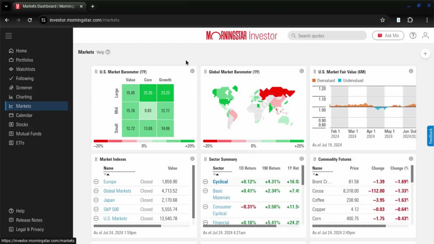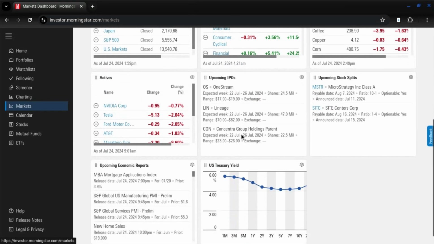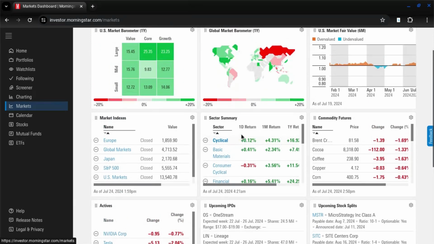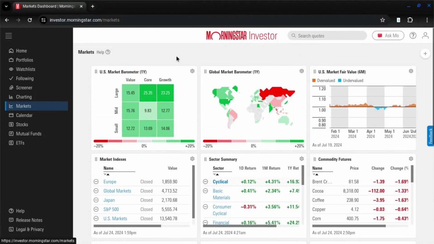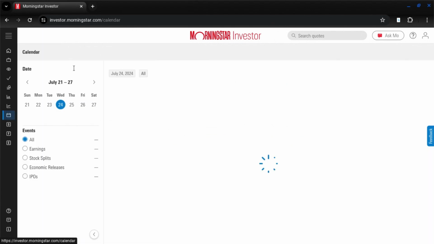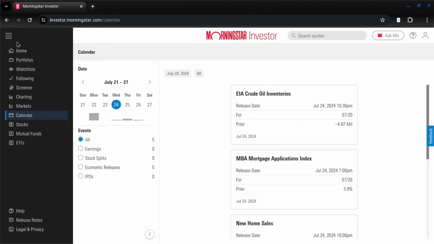Markets. This gives you an overview of global markets, and you can find this kind of information on almost any stock website or stock research platform. Calendar is also very common, and you can find it almost on any stock website.